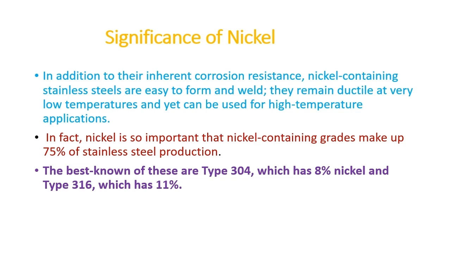They remain ductile at very low temperature and yet can be used for high temperature applications. In fact, nickel is so important that nickel-containing grades make up 75% of stainless steel production. Based off these types are 304, which is 8% nickel, and SS316, where the nickel percentage is around 11%. So basically, nickel makes the steel more versatile; its weldability, formability, and corrosion resistance increase.